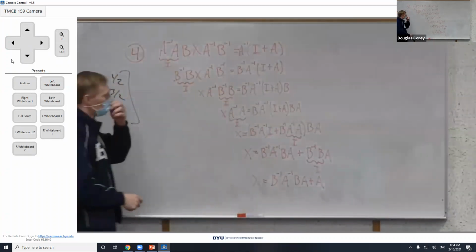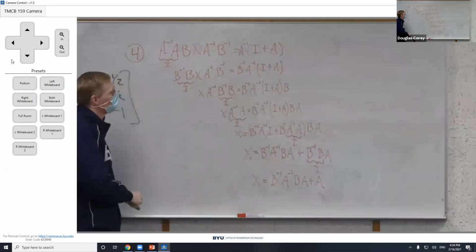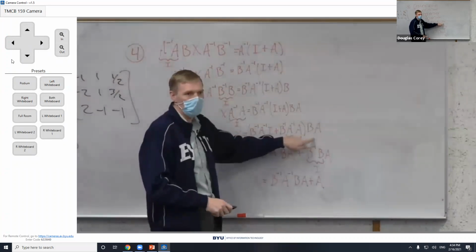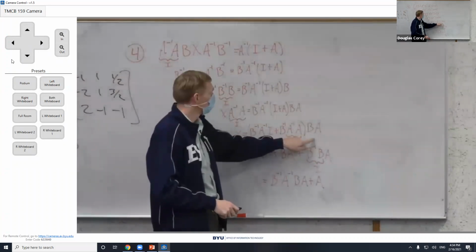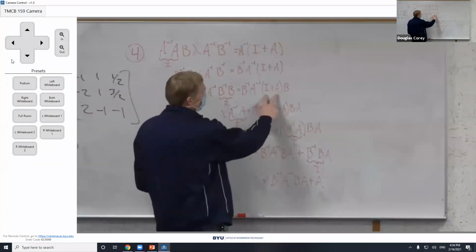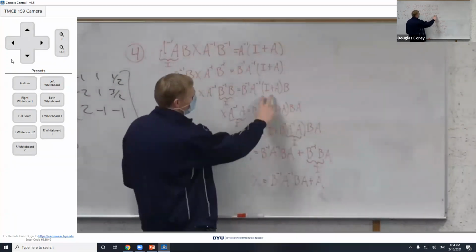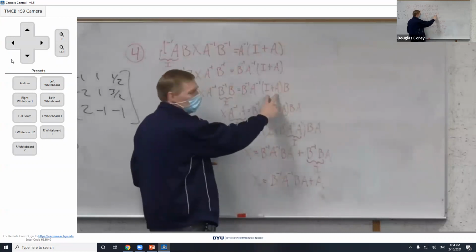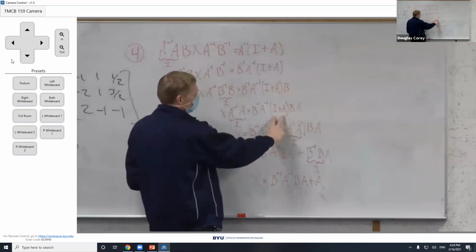Oh, that question was, can I explain how to distribute again? Yes. So let's go right here. Here we have I plus A. We've done some multiplication on the left. We've done some multiplication on the right. Actually, here, let's go to this one.